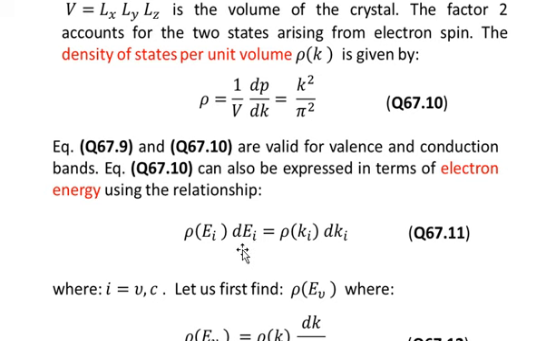So on the left hand side, this is the density of states having electrons with energies from EI to EI plus dEI. And on the right hand side, this represents the density of states with the wave number k having values in the range of Ki to Ki plus dKi. So these two quantities are of course related with each other through this formula as shown in equation number 11.